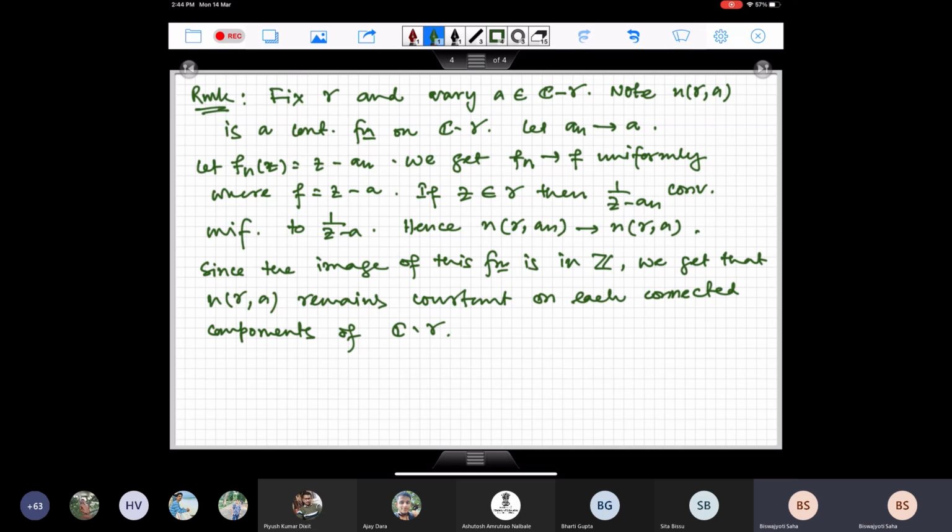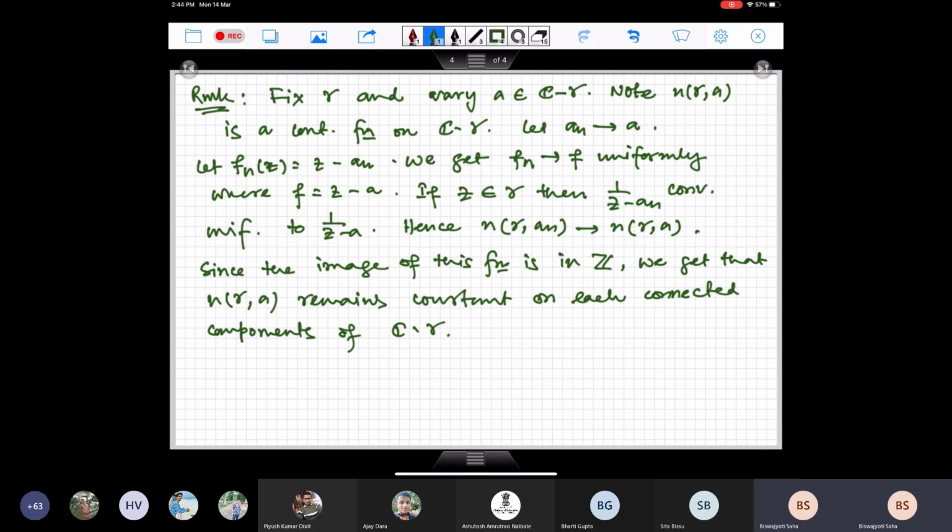Okay, now there are two kinds of connected components. Of course, certain connected components are going to be bounded, and there will be one other connected component which is going to be the unbounded component.